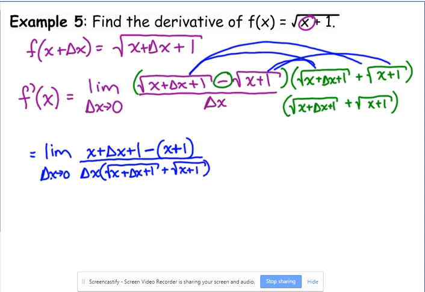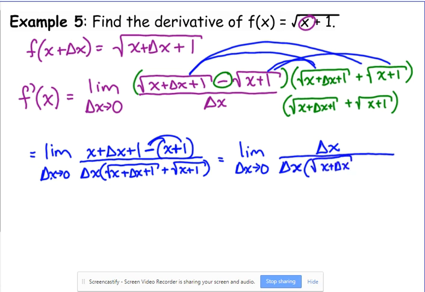Okay, so let's see what simplifies here on the top. When we distribute that negative, we've got x minus x. That cancels. We've got 1 minus 1. That cancels. So all we have left on the top here is that delta x. We don't have anything else left on the top because the x canceled, the 1 canceled. So this looked like it was going to be a big, nasty, long process, but very quickly we have gotten to a point where we're almost finished.